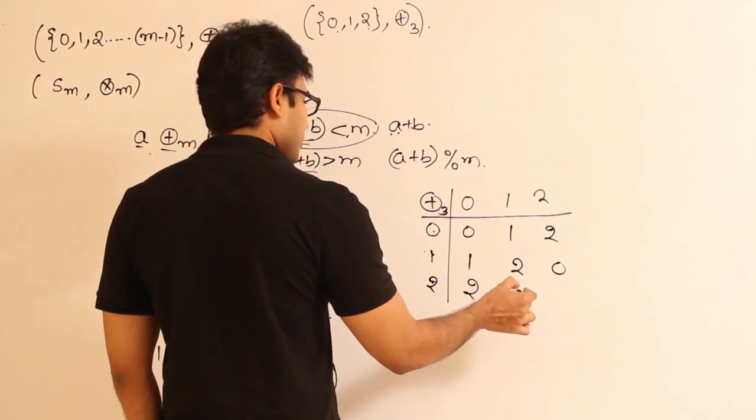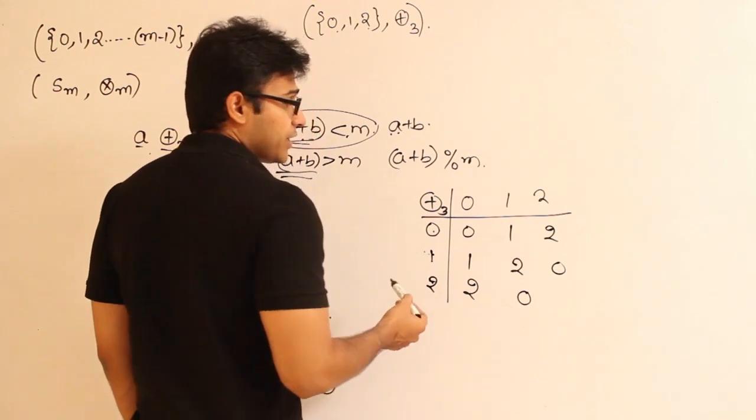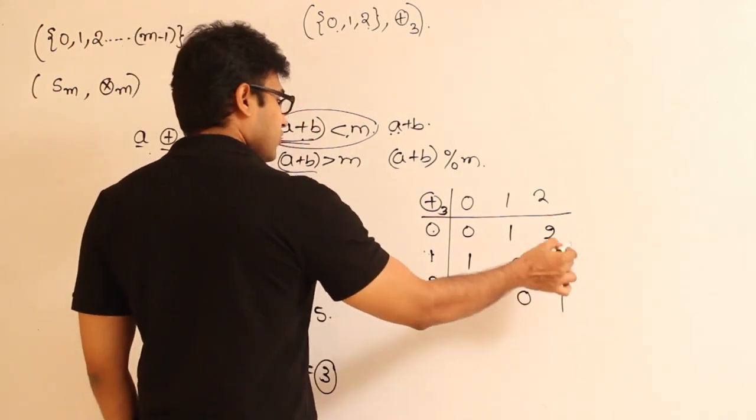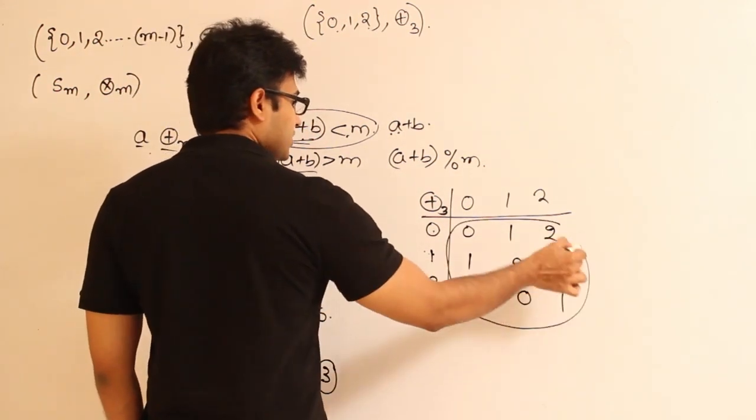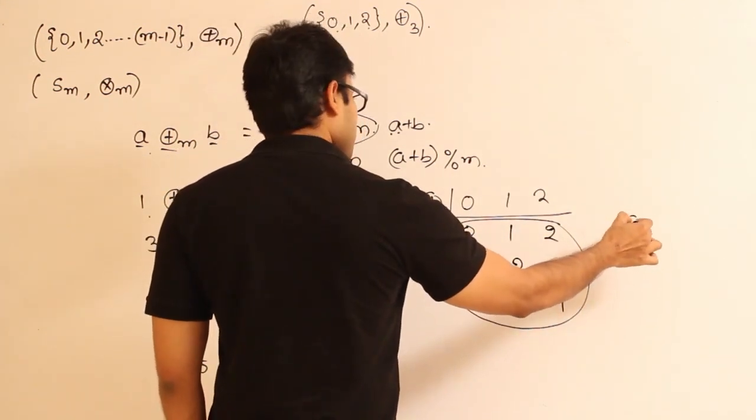You have to take the remainder when you divide with 3, therefore it is 0. And 2 plus 2 is 4. You have to take the remainder, which is nothing but 1. Now if you observe this, all the values are present in the set 0, 1, 2. Therefore it is closed, which means algebraic structure.